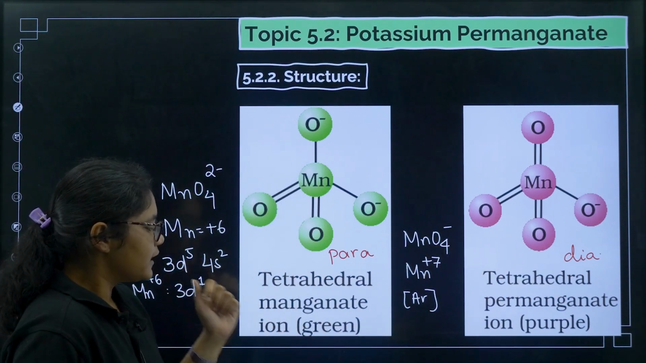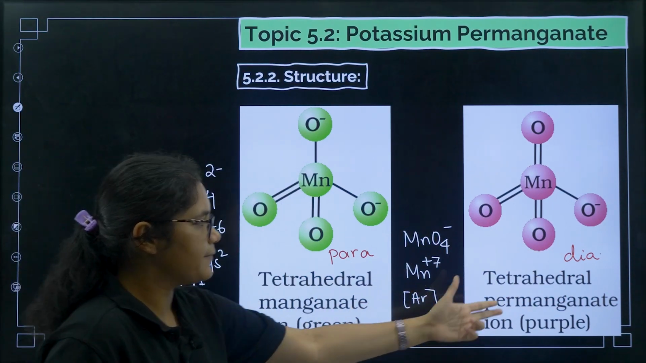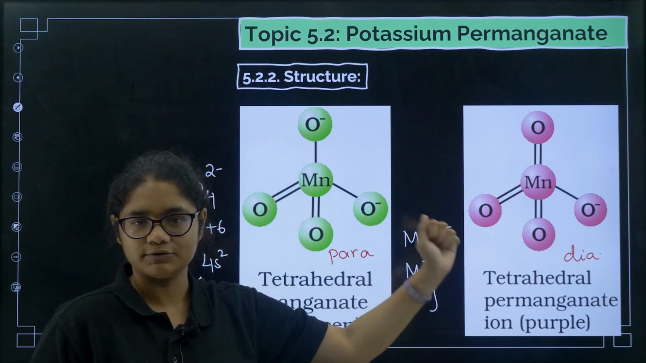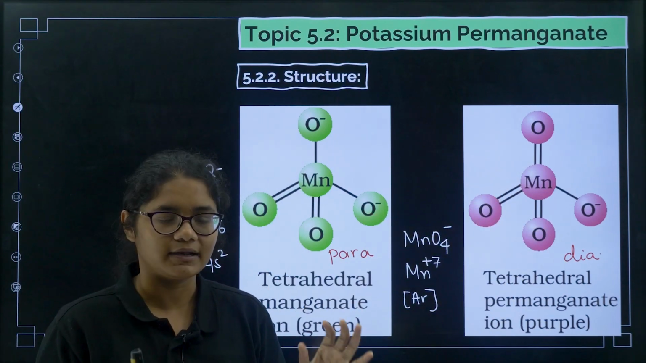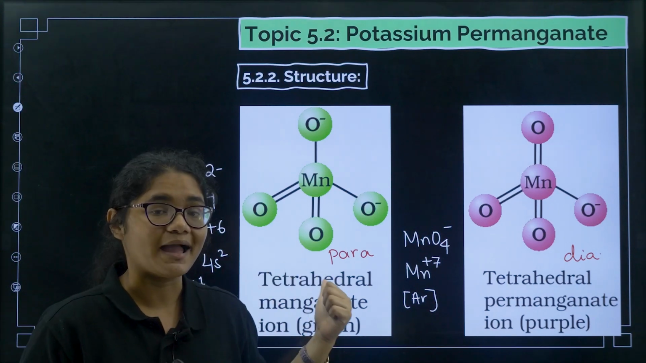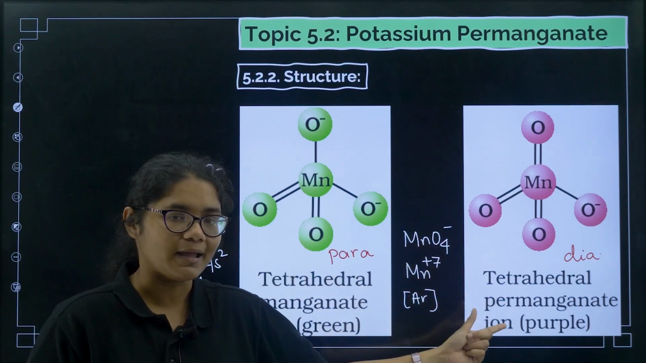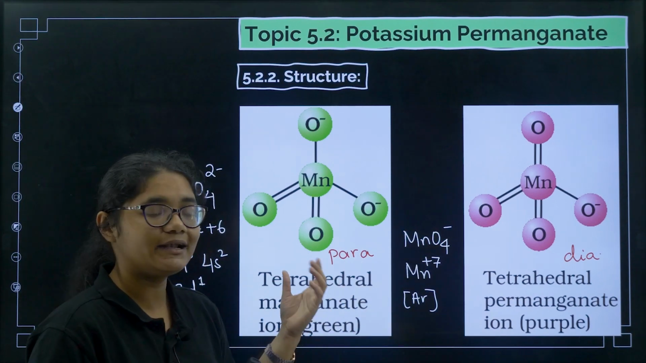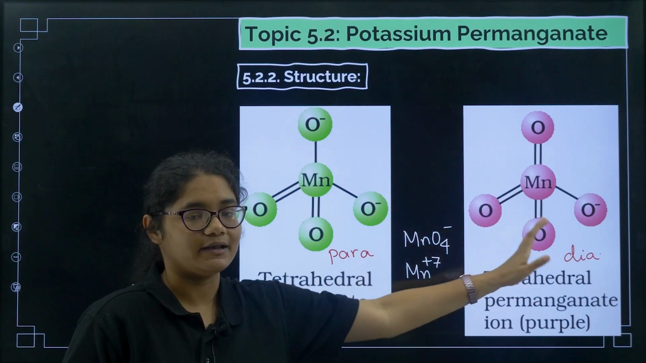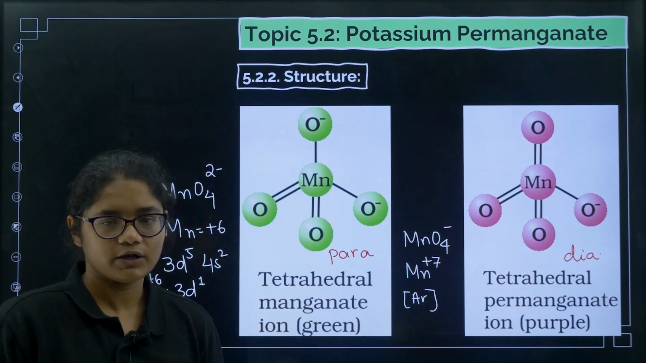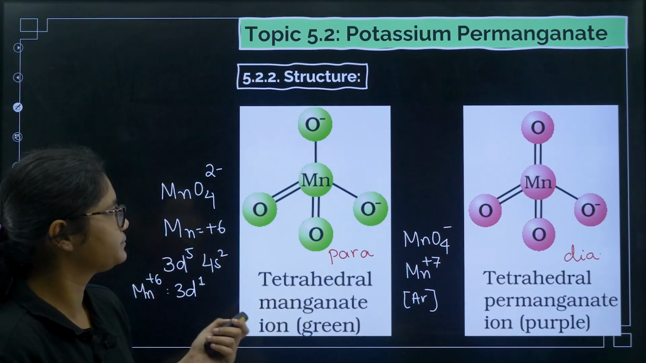Next, the color. So this is green in color and this is purple in color. This you might have seen in your labs many times, you might have done titration. So permanganate is purple in color, manganate is green in color. Manganate is paramagnetic and permanganate is diamagnetic. You need not remember this. If you know the electronic configuration, you can easily do this.